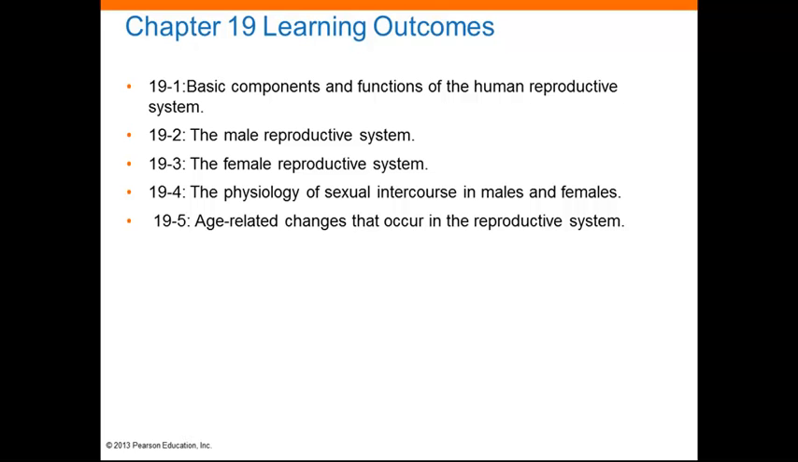So the first section gives you an introduction to the basic components of the human reproductive system, and then we look at the specifics of the male reproductive system, and in the following section the specifics of the female reproductive system. Then we take a look at the details involved in the physiology of sexual intercourse in males and females, and we conclude the lecture with age-related changes that occur in the reproductive system.